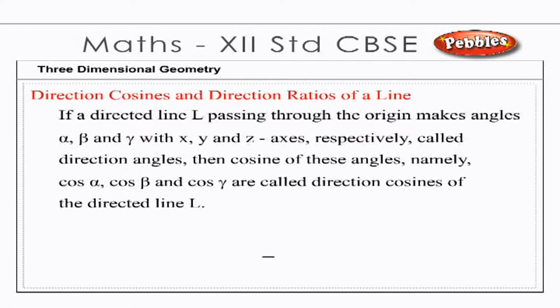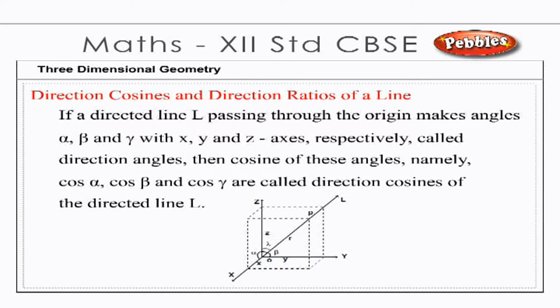Direction cosines and direction ratios of a line. If a directed line L passing through the origin makes angles alpha, beta and gamma with the x, y and z axis respectively, called direction angles, then the cosines of these angles, namely cos alpha, cos beta and cos gamma, are called the direction cosines of the directed line L.